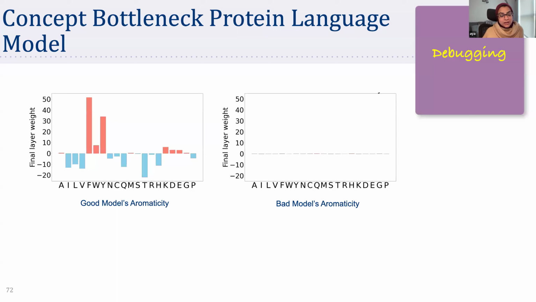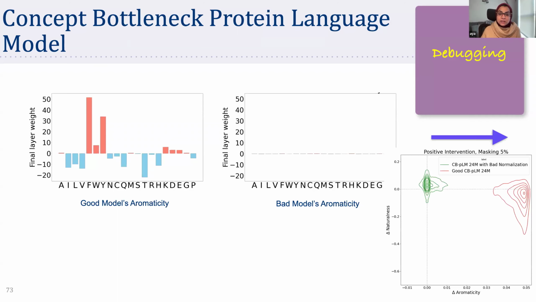So without me having to test this model in a wet lab, I can just look at the weights and say, okay, this model will not work for aromaticity. And that means that I should not be using this model for this property because it did not learn it. And if we actually try to change this, we can see that the bad model was not able to change at all, but the good model, which is the red model, was able to change that particular property. So this is how you can use the weights to debug the model.